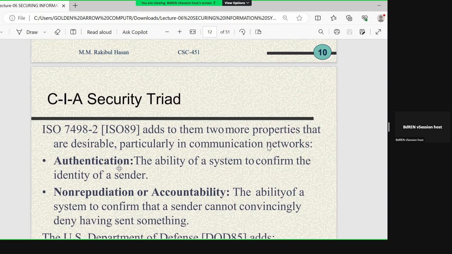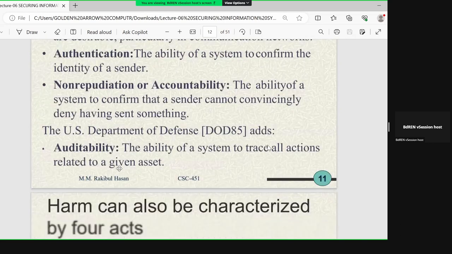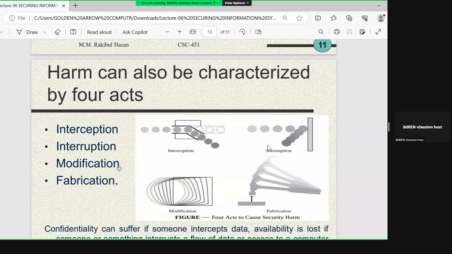Now, the next topic, let me discuss the next topic. A harm can also be characterized by four acts. That means whatever harmful activity a hacker performs, we classify them into four categories. Whatever harmful activity, harmful attack or cybercrime is happening, we can categorize them into four categories. Am I clear to you? So now we are going to learn about them. In the first part of this lecture, you will learn different types of attack and computer crime. In the second part, you will learn different types of defensive mechanisms and technology, how we can prevent these attacks.